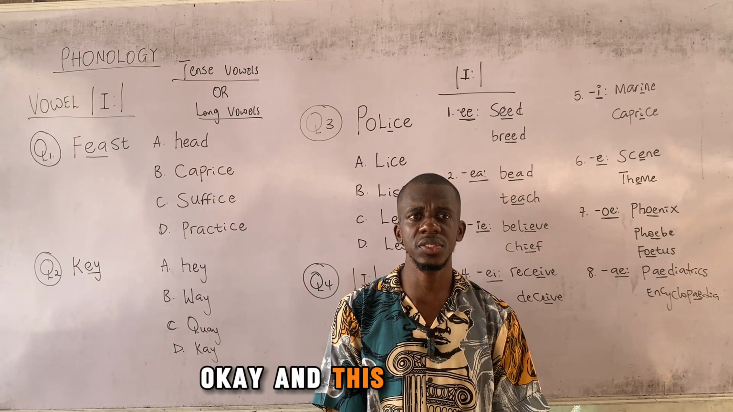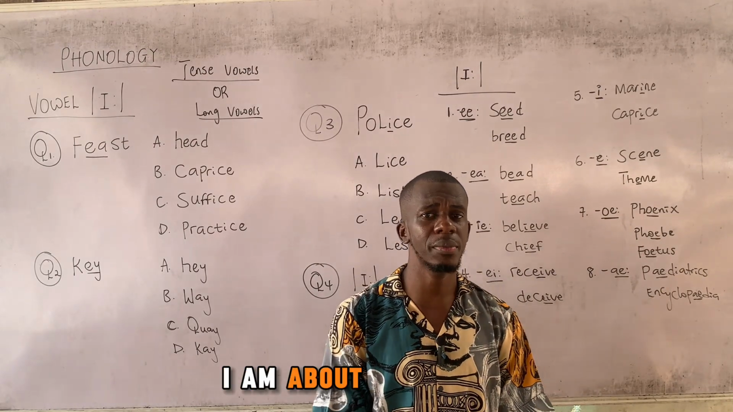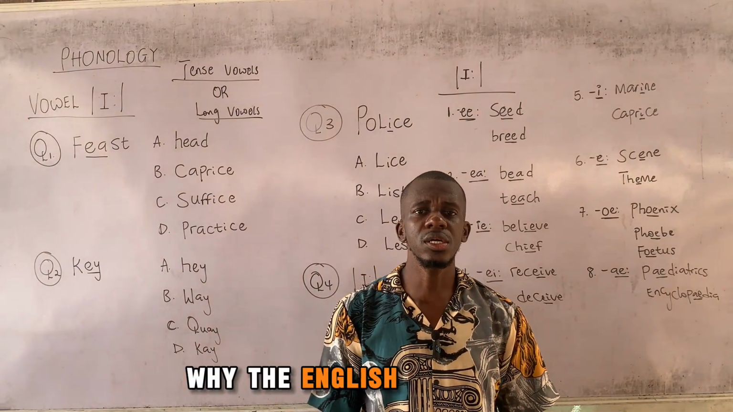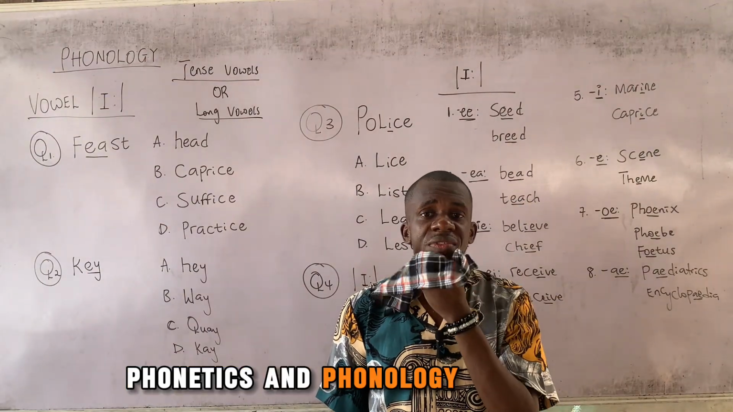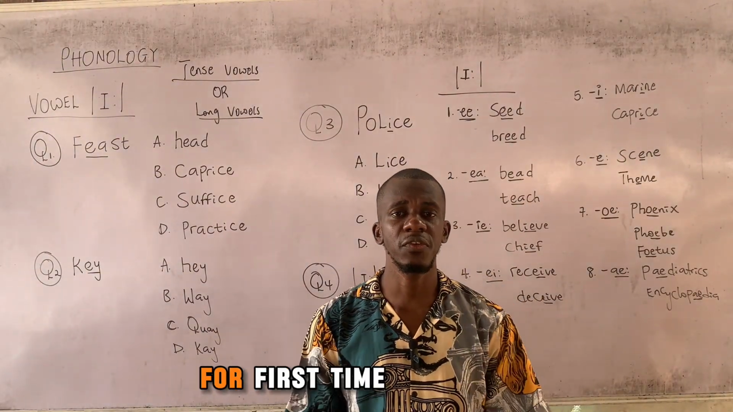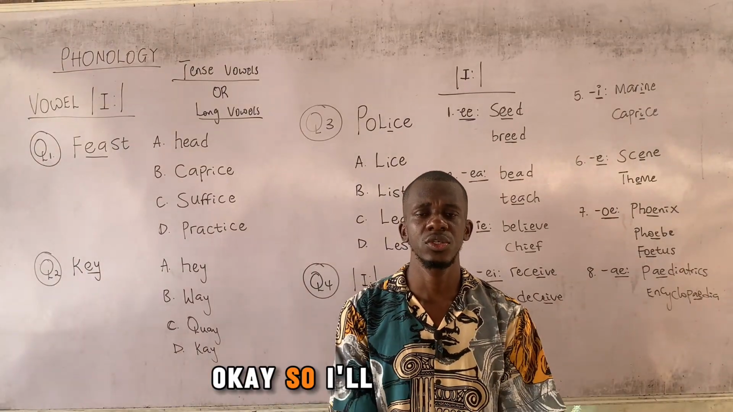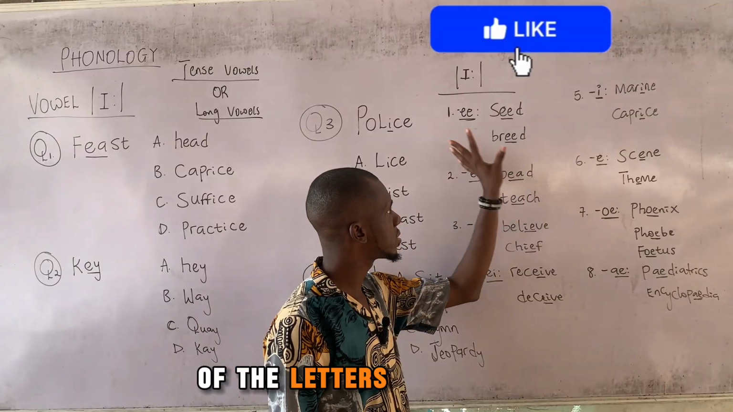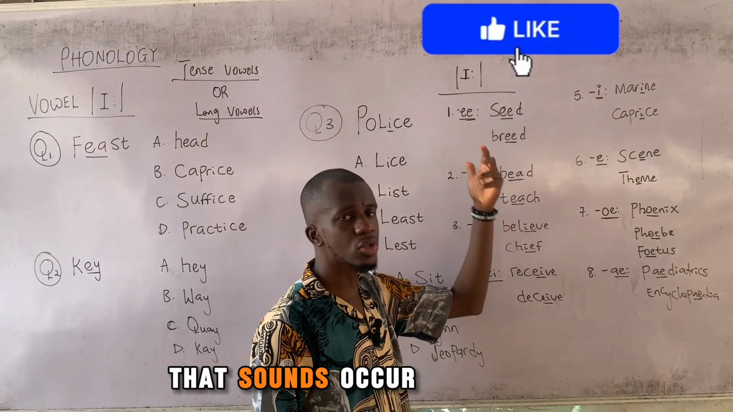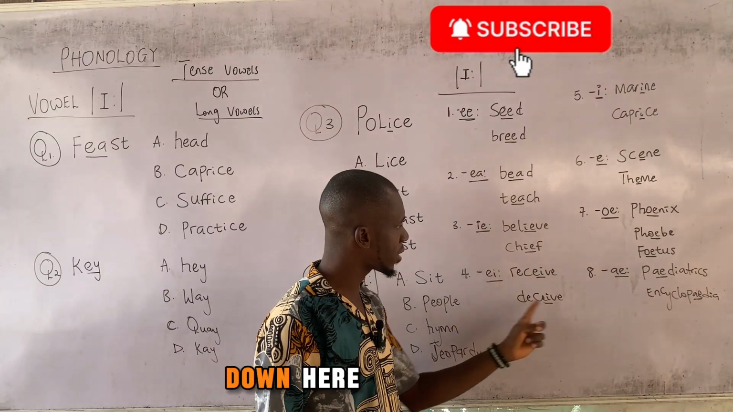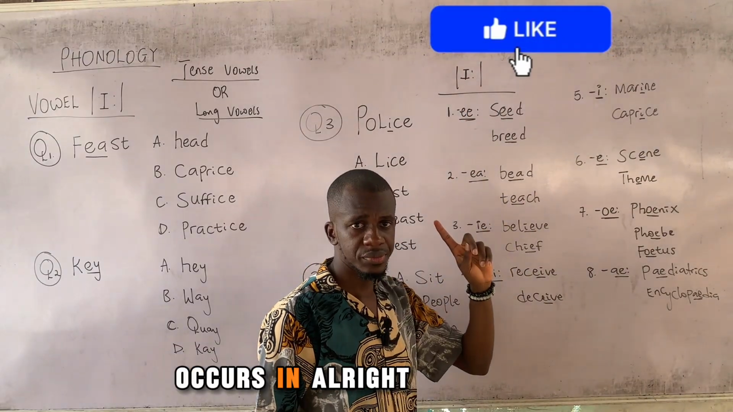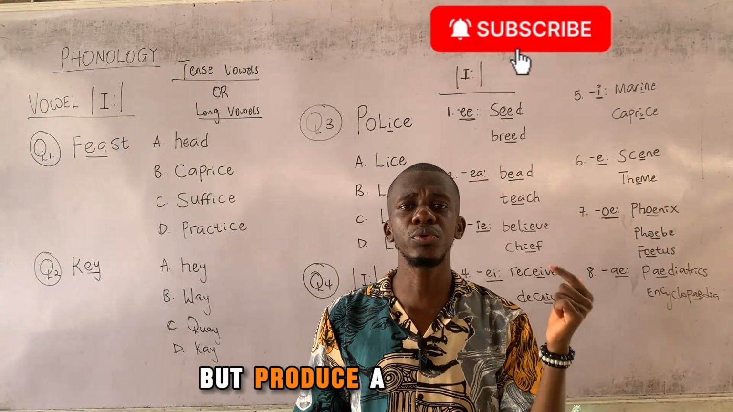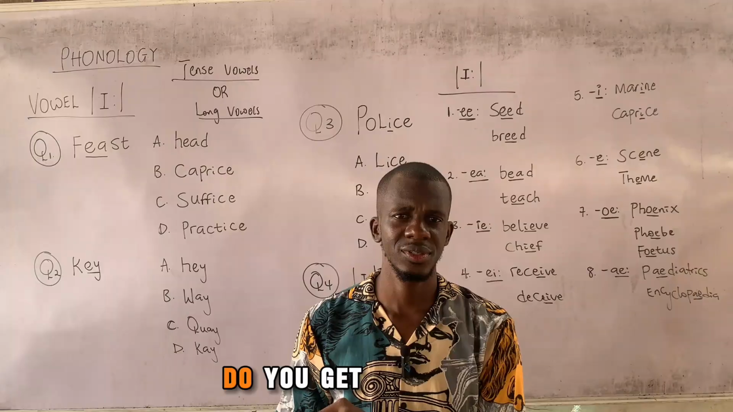Okay, and this singular statement I am about to make is the sole reason why English phonetics and phonology happens to be quite problematic for first-time learners. Okay, so I'll get right to it. Now, for most of the letters that sounds occur in, for example, the letters we wrote down here that this sound occurs in, there are words that possess these letters but produce a different sound. Do you get that now?